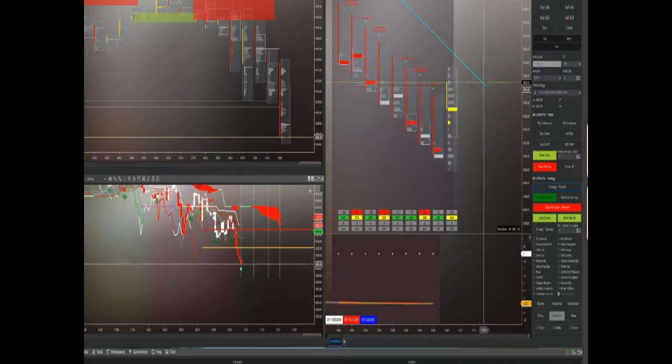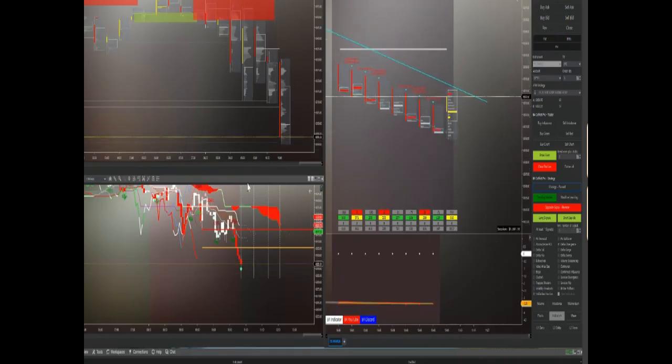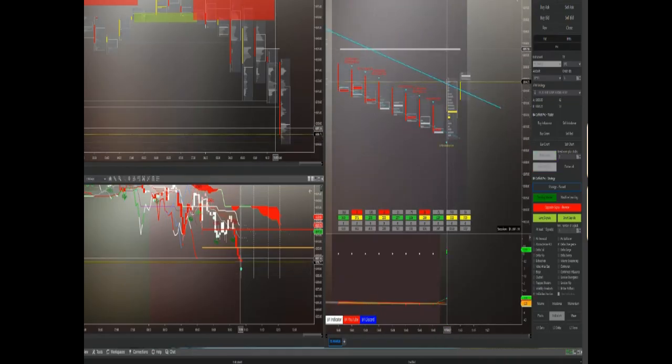Break over that trend line. Probably pulling up to this area here.